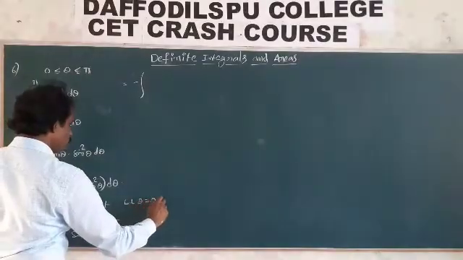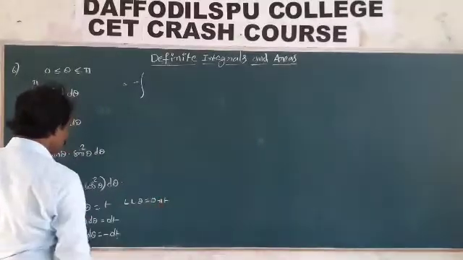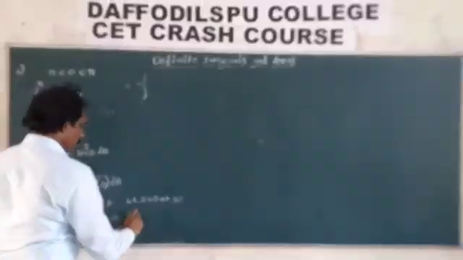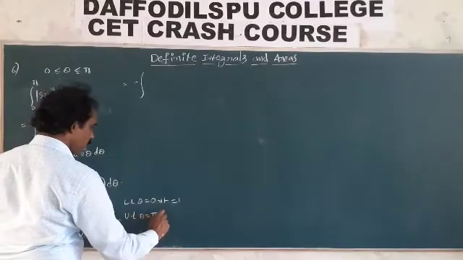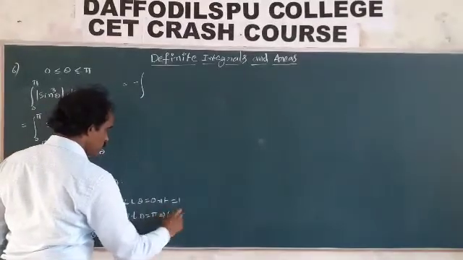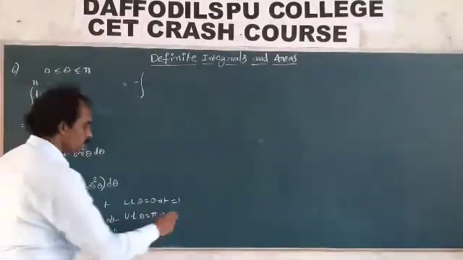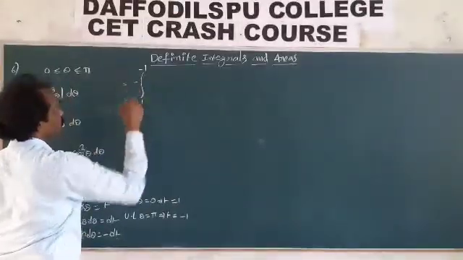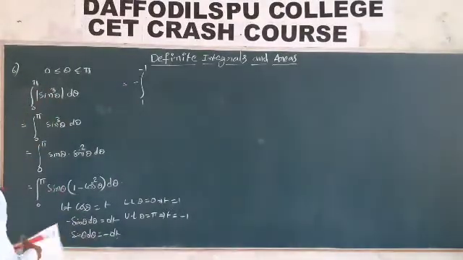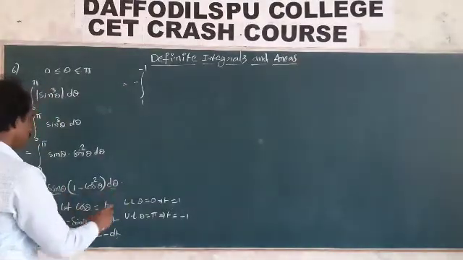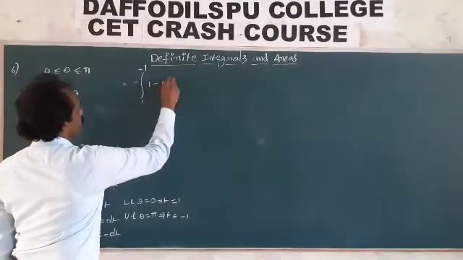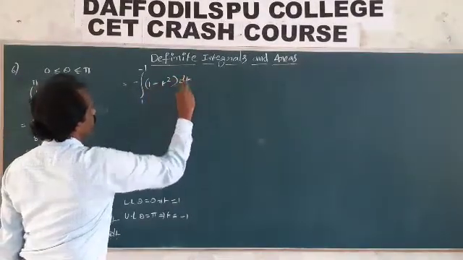Okay, what are the upper limit and lower limit? If theta is equal to 0, then t is cos 0, value 1. For the upper limit, theta is equal to pi, so t is cos pi, value minus 1. Therefore lower limit 1, upper limit minus 1. Sin theta d theta is dt. Next, 1 minus t square dt.